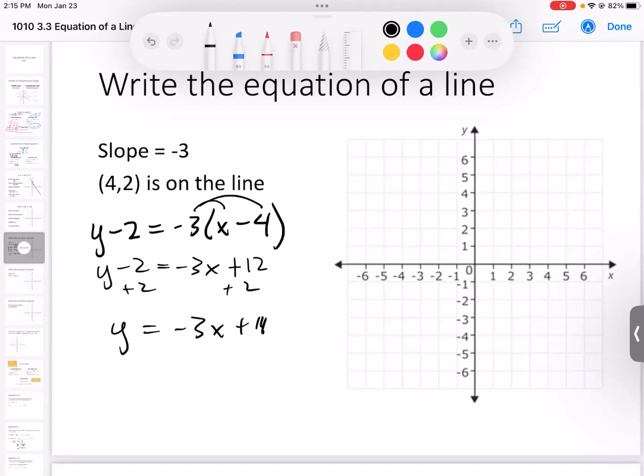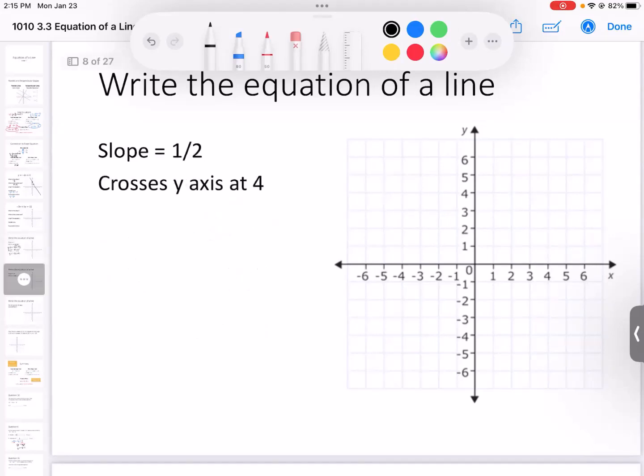So let's see. So we've got that one. On this one, we have the slope is 1/2 and the line crosses the y-axis at 4. So in that case, which form of the equation would you use to start? Yep, slope-intercept form, because they gave you a slope, and when they told you it crosses the y-axis at 4, they gave you the intercept. So you could use y equals mx plus b and plug in your slope and your y-intercept.